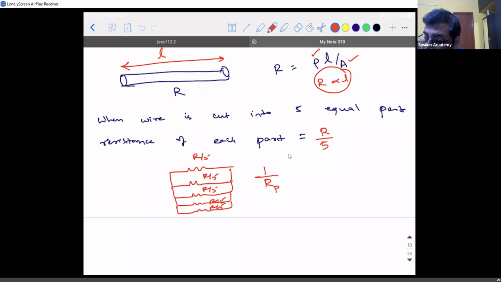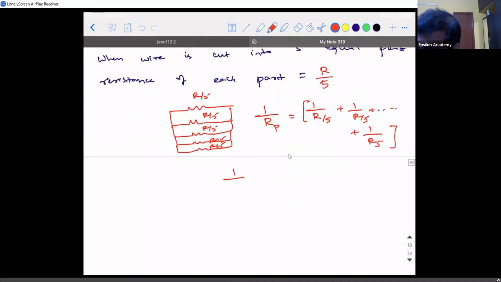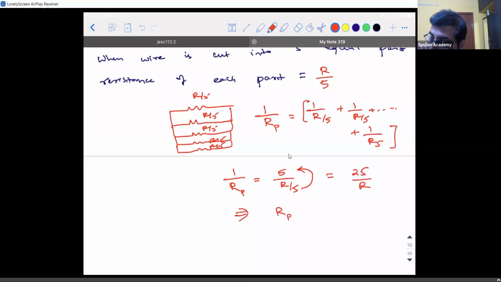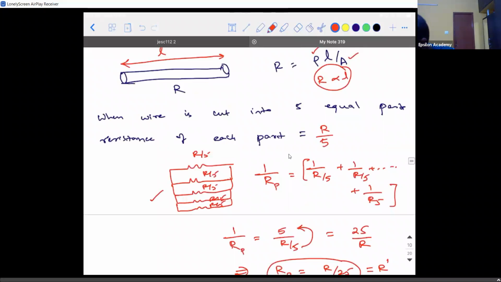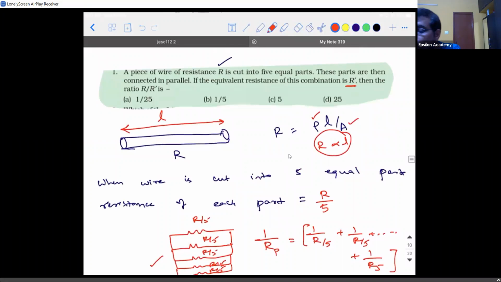So 1 by equivalent resistance in parallel is equal to 1 divided by R by 5 plus 1 divided by R by 5, and so on till 1 divided by R by 5, 5 times. So 1 divided by Rp is equal to 5 divided by R by 5. So this 5 will go to the numerator, so it will be 25 divided by R, which implies Rp is equal to R divided by 25. So the resistance of this parallel combination is R divided by 25, and this is what they called R dash.